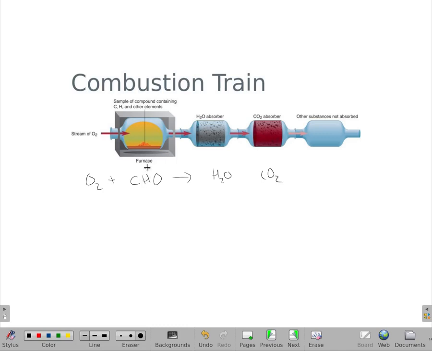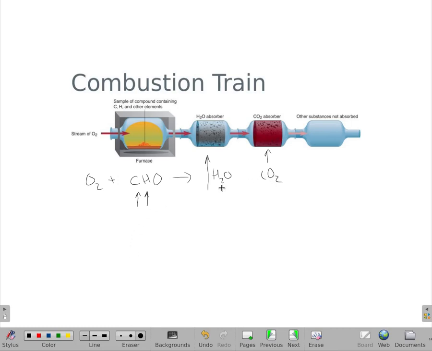Now, all the hydrogen would get turned into water. So if you weighed this chamber before and after, you'd know exactly how much water was being produced. And same, the carbon gets turned into carbon dioxide. So you weigh this container and weigh the exact carbon dioxide. Well, having the weight of the water and the weight of the carbon dioxide technically tells you the weight of all the hydrogen and all the carbon.